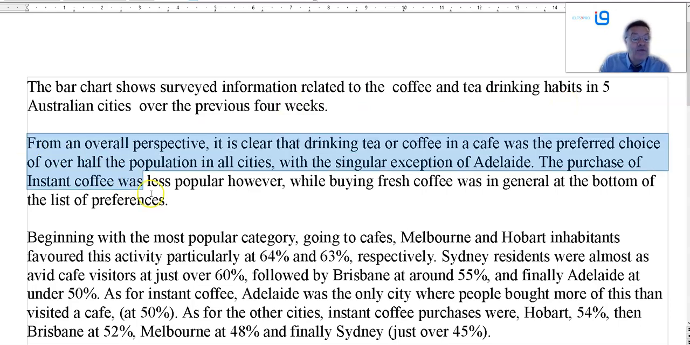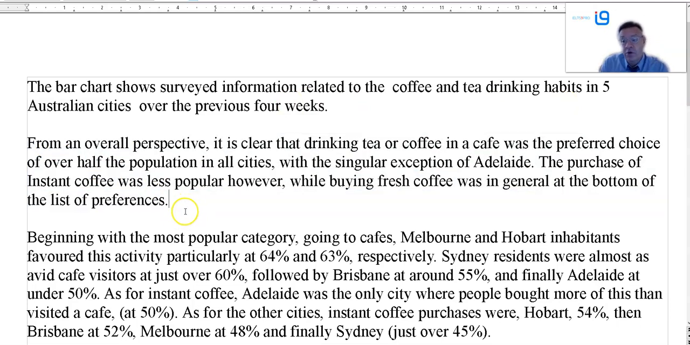Now, we must have an overview. So overall, it can be seen that tea or coffee is the preferred choice of over half the population, because it's 50-60% or whatever, with a singular exception of Adelaide. Instant coffee, not as popular. Fresh coffee was in general at the bottom. So that's just the 3 key trends. That, second, third. And that's it. That's all that we need there.